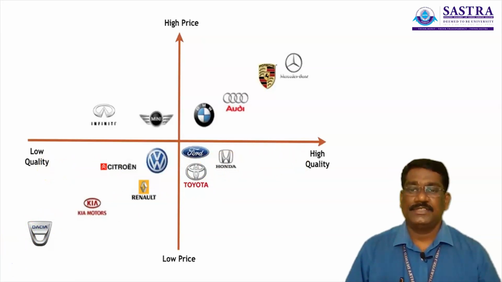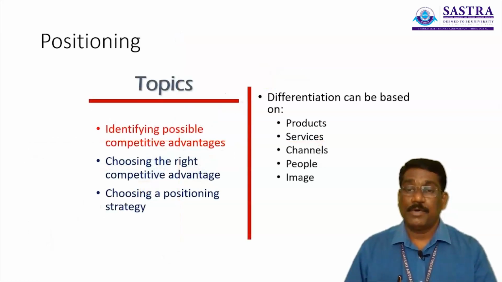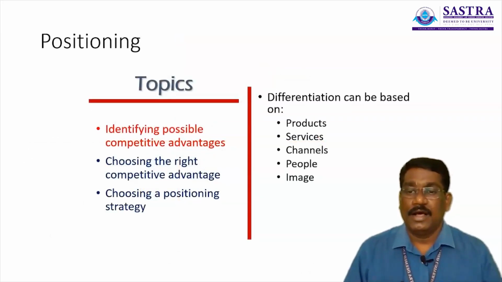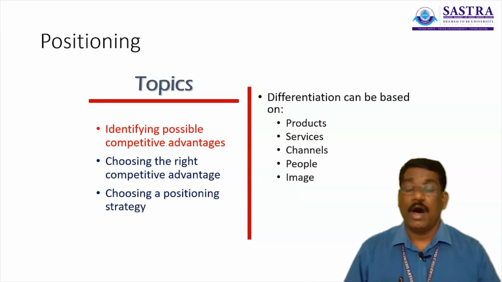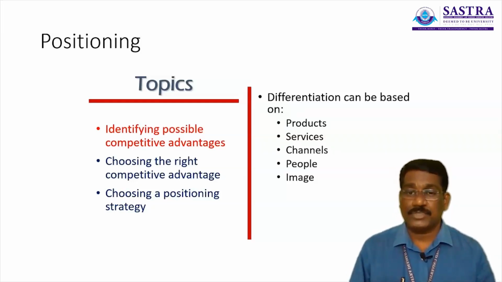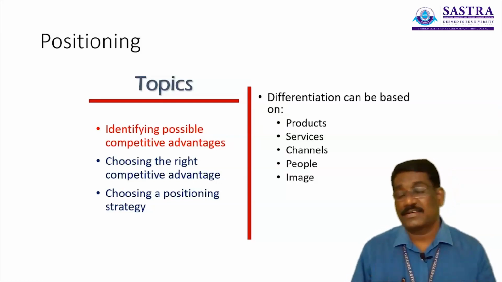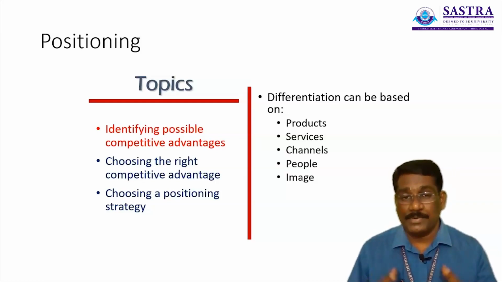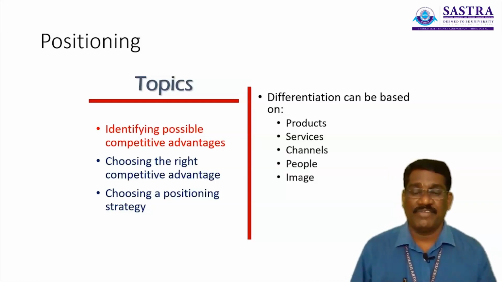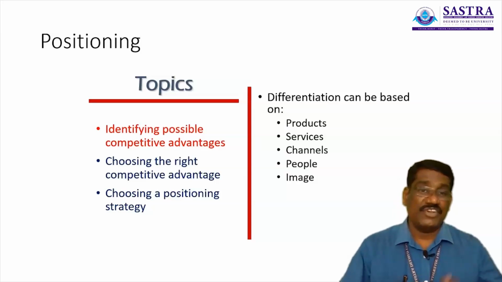And the next one is about positioning, and these are the learning outcomes we would like to get out of this positioning map. The first one is identifying the possible competitive advantage. Let's look at how a company will extract competitive advantage, how the company gains competitive advantage by differentiation.